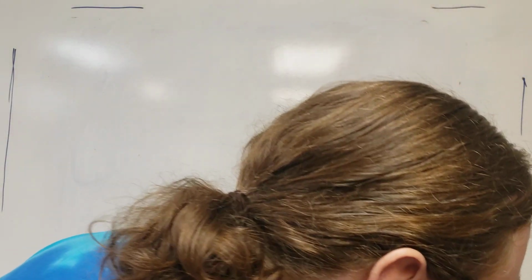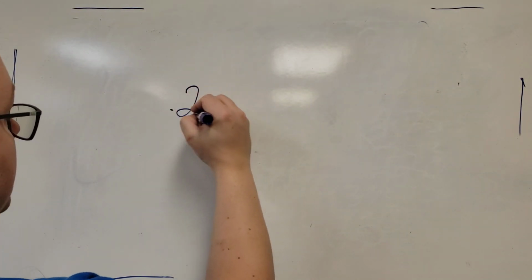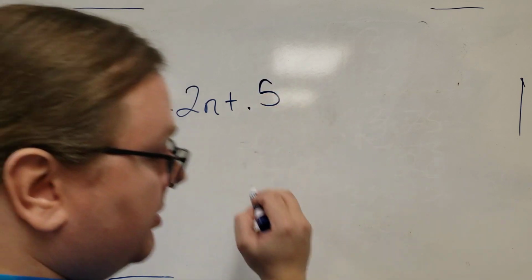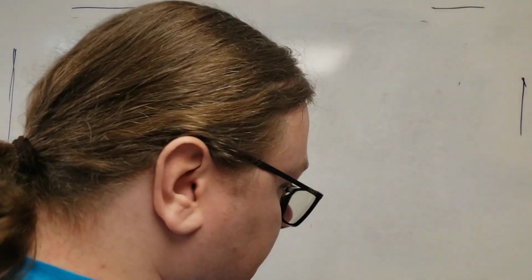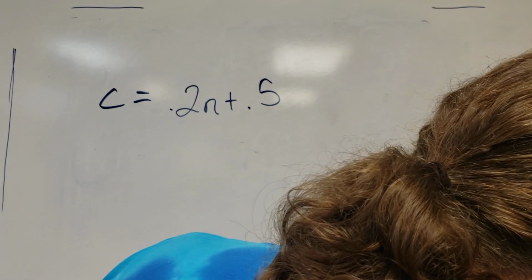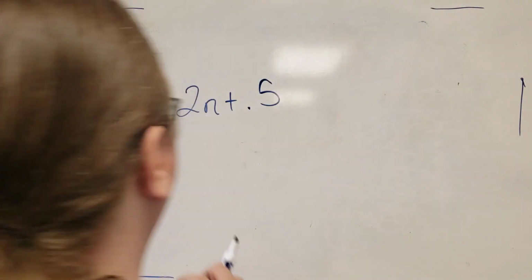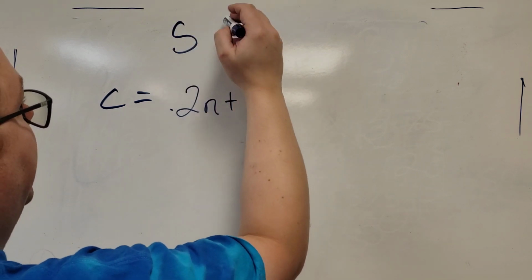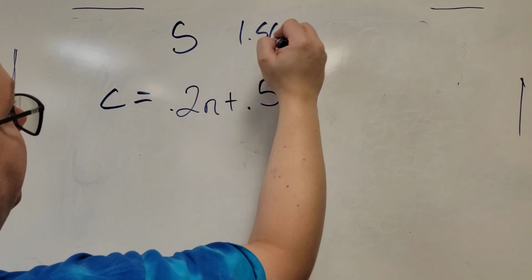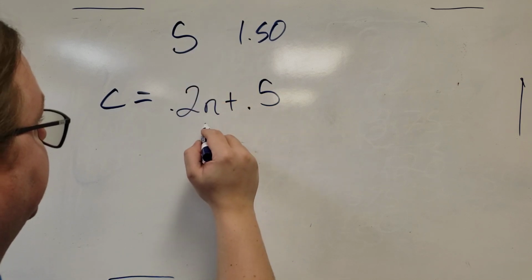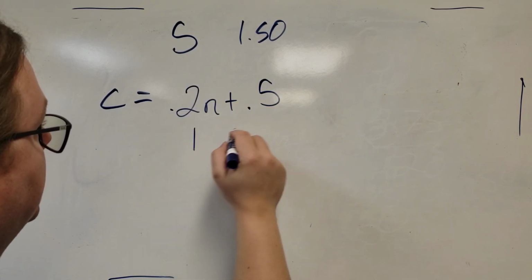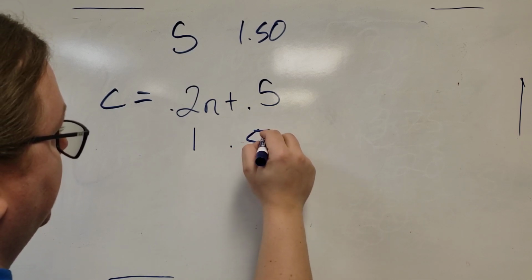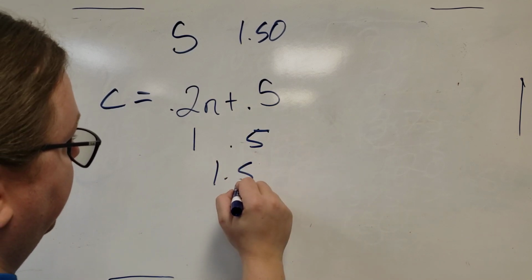So this first one is C equals 0.2 N plus 0.5. 5 and 150 is what we're aiming for. 5 and 1.5. Okay, so if I put in 5 for N, 0.2 times 5 gives me 1, plus 0.5 gives me 1.5.